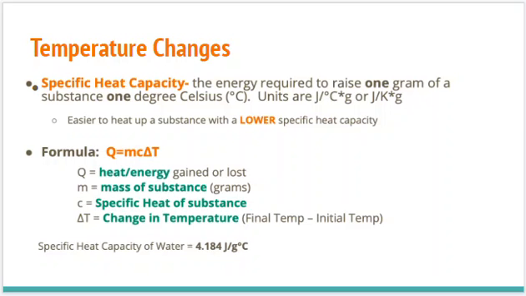And we're going to plug that into our formula. Specific heat capacity is the energy required to raise 1 gram of a substance 1 degree Celsius. The units are joules per degree Celsius gram or joules per degree Kelvin gram. It is easier to heat up a substance that has a lower specific heat capacity. Things with a low specific heat are going to be your metals. Those are good conductors because they can easily transfer the energy of heat along something like a copper wire.